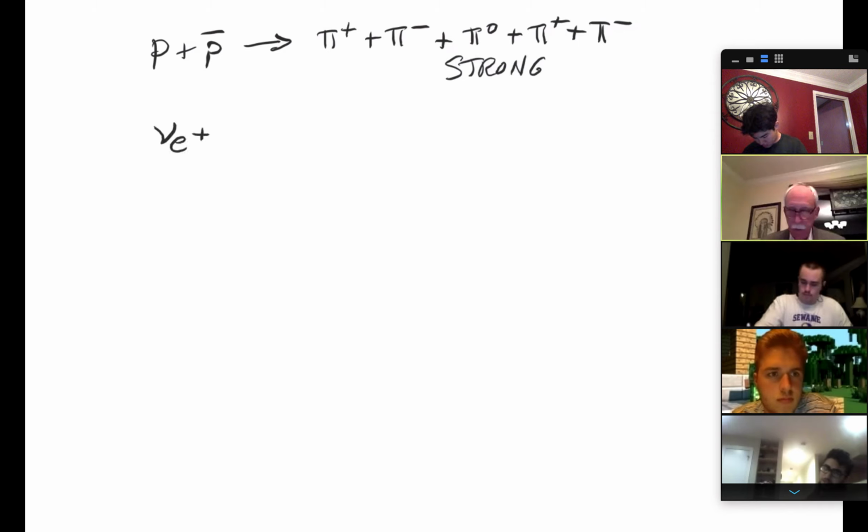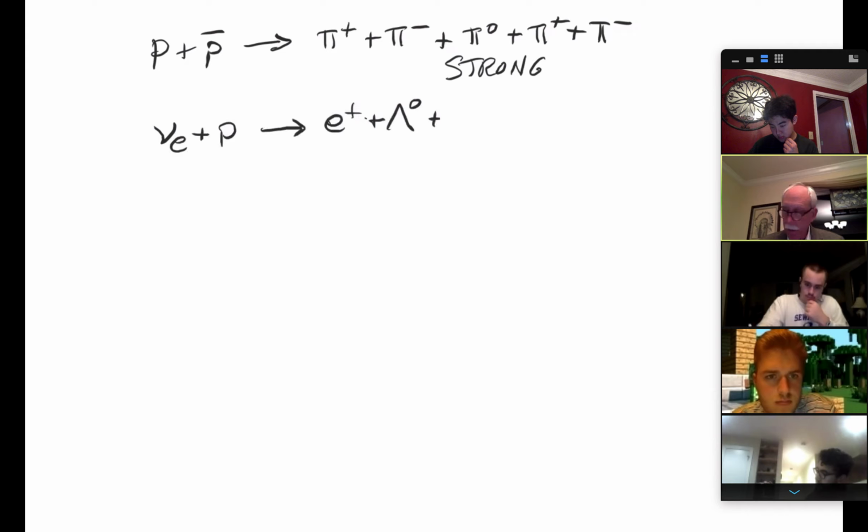Take an electron neutrino colliding with a proton, not an antiproton. And it's going to go to a positron, lambda, and a kaon, K-meson. And I know there's two K zeros over there, but they all have the same quantum number.